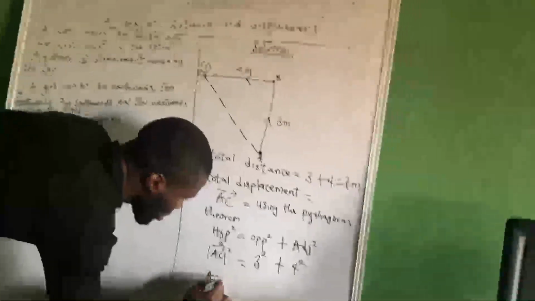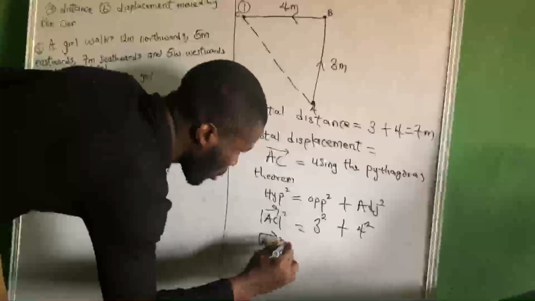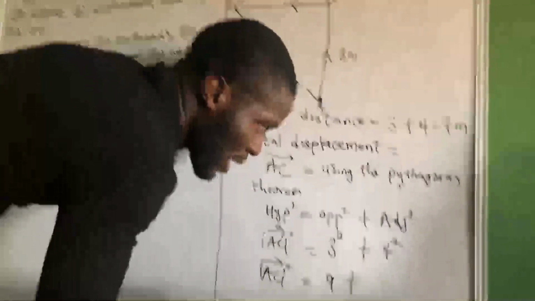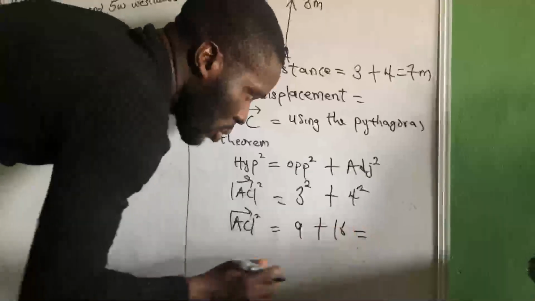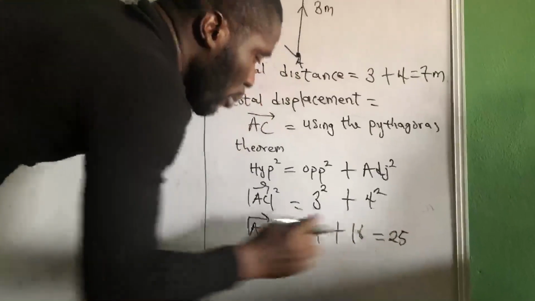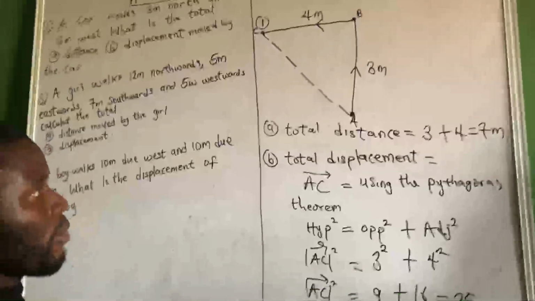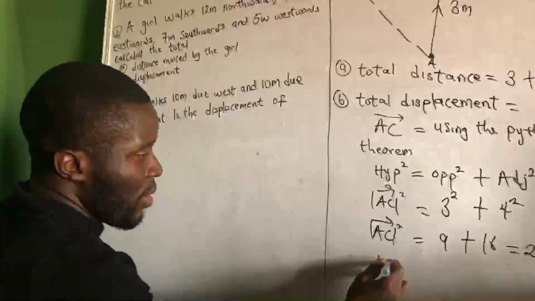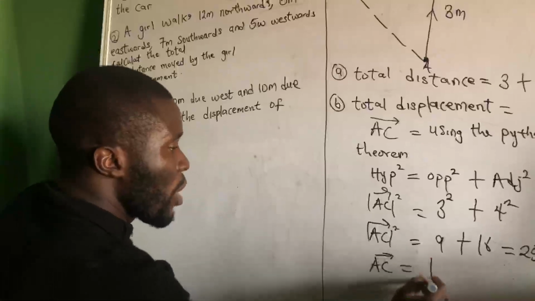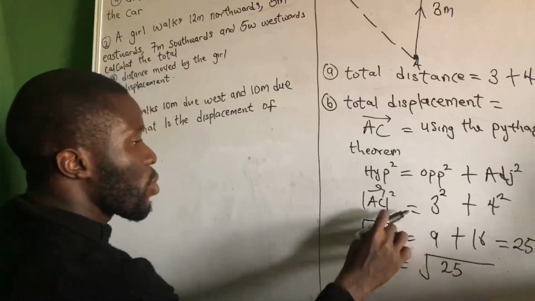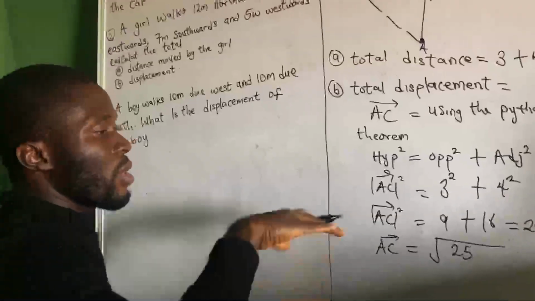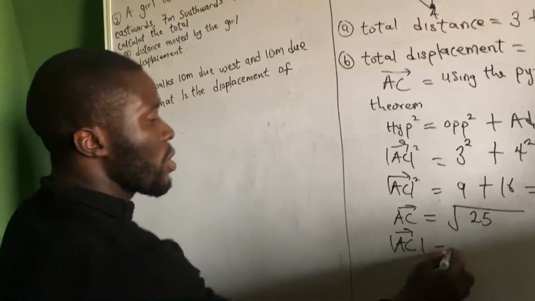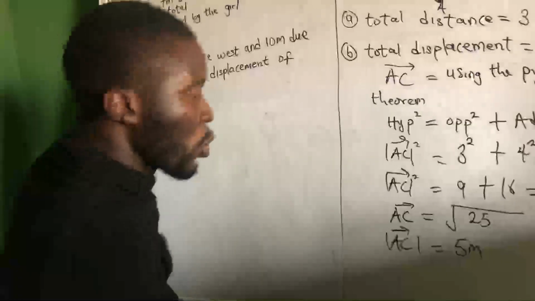So that our AC square now will be what? 3 square, that's 9. That's 3 times 3, 9. 4 square, that's 4 times 4, that's 16. That is 9 plus 16, that's 25. But it is not AC square we are looking for. We are told to find the total displacement. So that's AC. You have AC square here. So AC now will be square root of 25, since this square has been transferred to the opposite side. If a square is transferred to the opposite side, it will change to square root. Now, AC now is what? Is 5 meter. That is the total displacement.